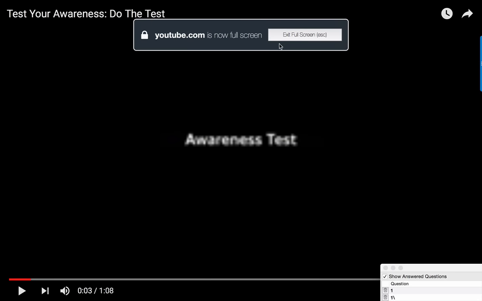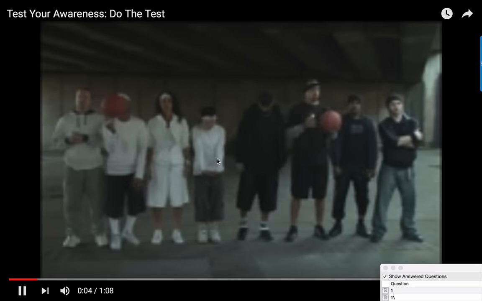So what is this? This is an awareness test. This is to test how aware you are. And this is what you're going to be doing. You see the basketball players here. There is a white team and a black team. What I want you to do is count how many times the white team passes the ball back and forth between each other.